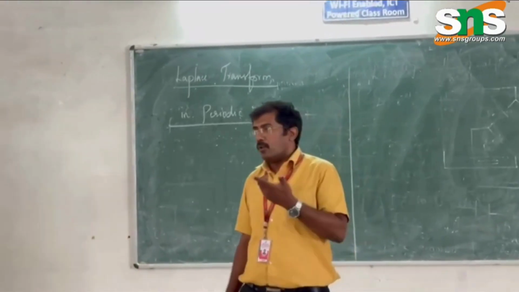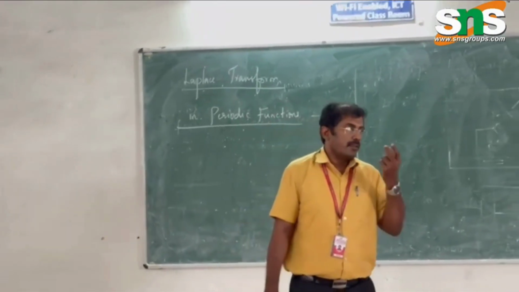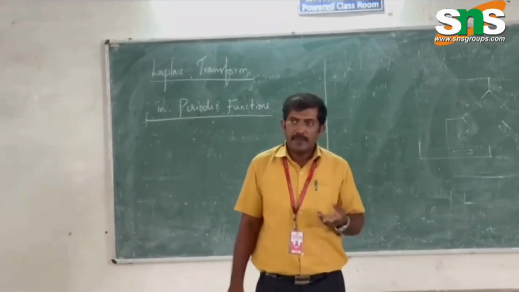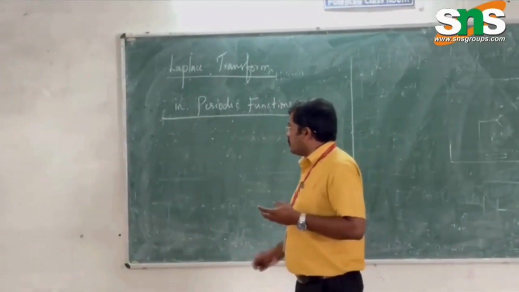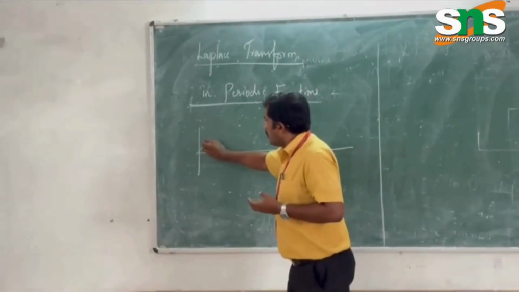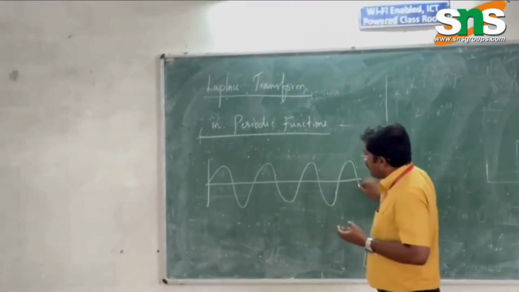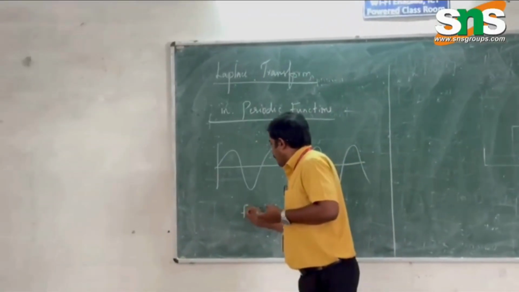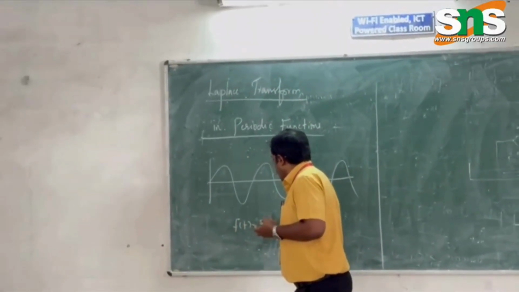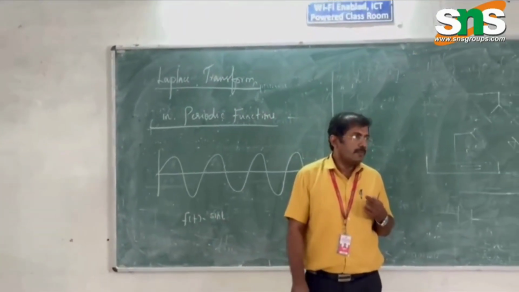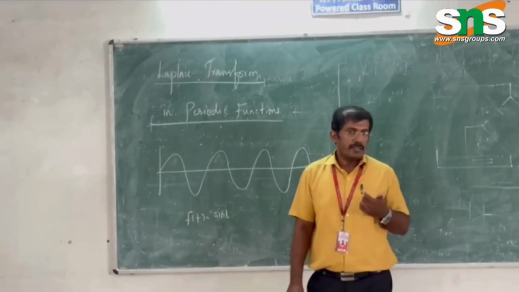We know, very well known are sine and cos, which are periodic functions, trigonometric functions. We have the sine function and the cos function, which are periodic in nature. For example, if you take the sine function, f of t equal to sin t. Am I right? So it is a periodic function.